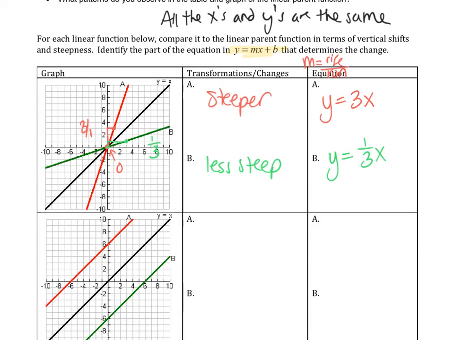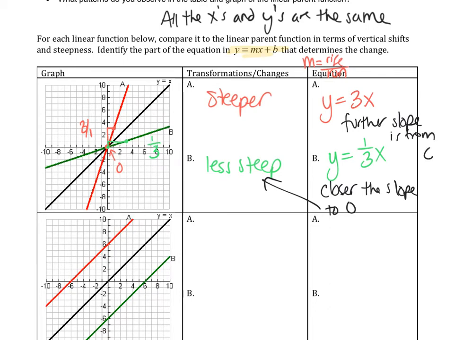So what we can conclude from that is that the closer the slope is to 0, the less steep it is. And the further the slope is from zero, the steeper the line. So the further the slope is from zero, the steeper the line. And that's what we can conclude from that.